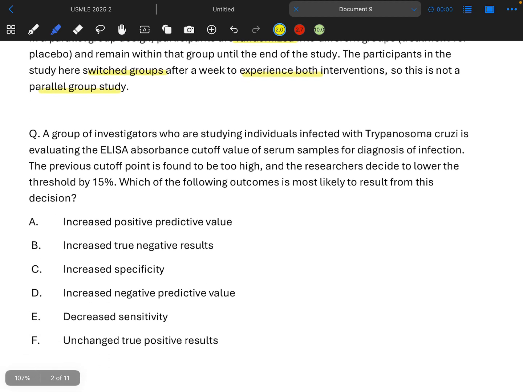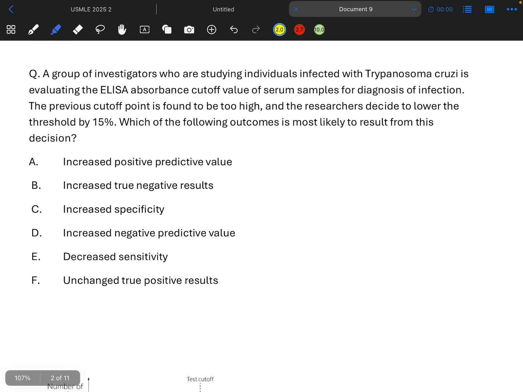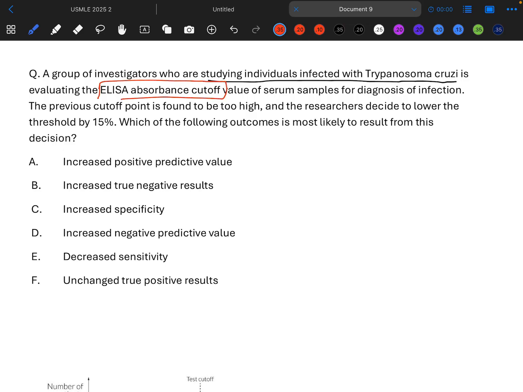If we talk about a parallel design, participants are randomized into different groups and the treatment stays the same for each group. But in our study, the participants switched groups after a week, experiencing both interventions. So this is not a parallel group study. We will move to our next question.